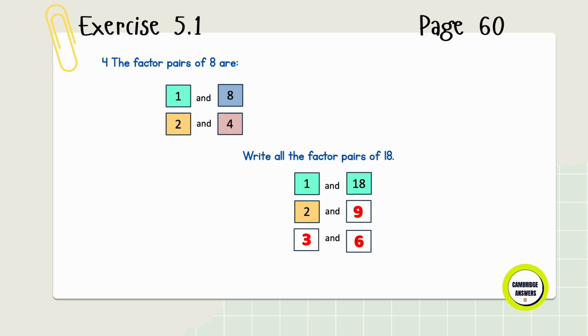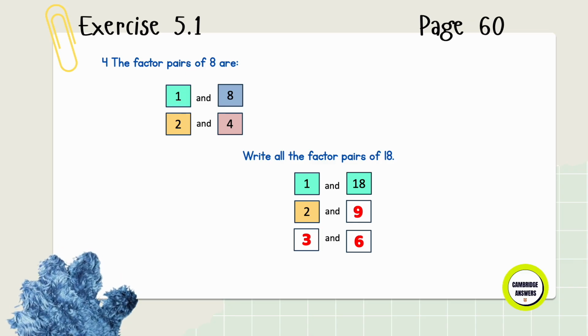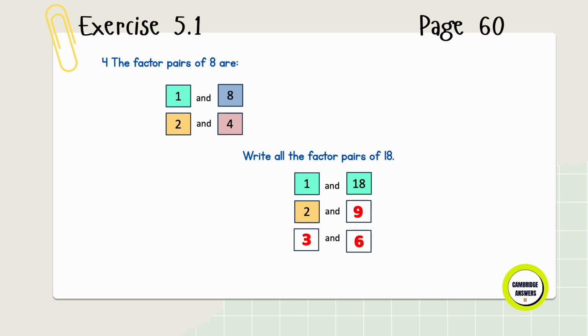Then 3 times 6 equals 18. Perfect, that's our last pair. So the complete factor pairs of 18 are 1 and 18, 2 and 9, 3 and 6. And we're done. Wait, did you hear that?